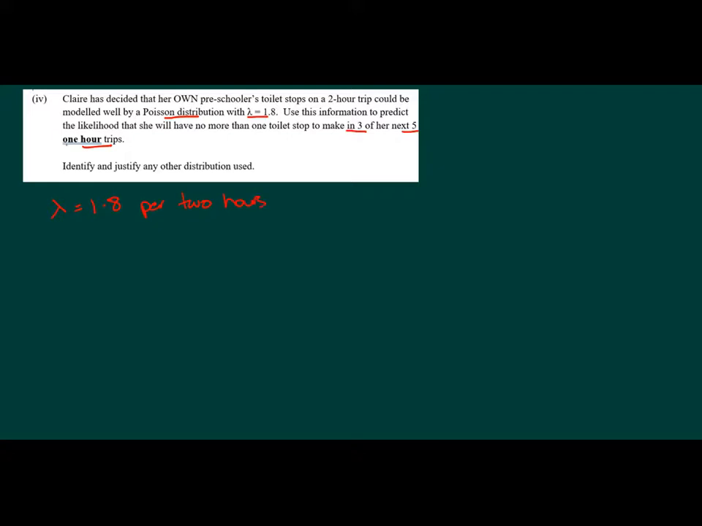So we're using a Poisson distribution here, and we've got a lambda of 1.8. Now it's important that lambda equals 1.8 per 2 hours. So the first trick here is that we're only interested in 1-hour trips. Therefore the lambda for 1 hour is 0.9 per hour. So we've got to use that. Now the other thing is that no more than one toilet stop means we need to find the probability using the Poisson distribution of x less than or equal to 1. Okay, so we can go onto our calculator and do this particular calculation.